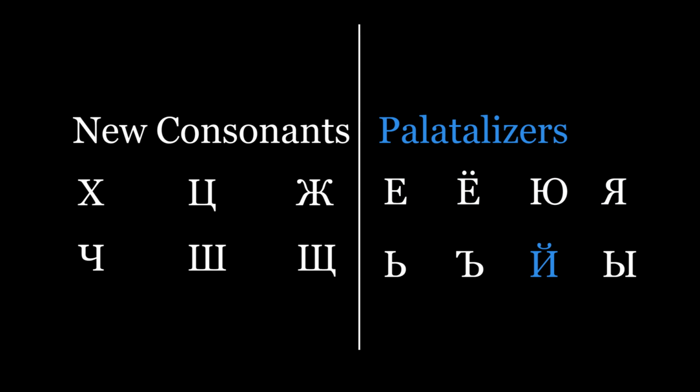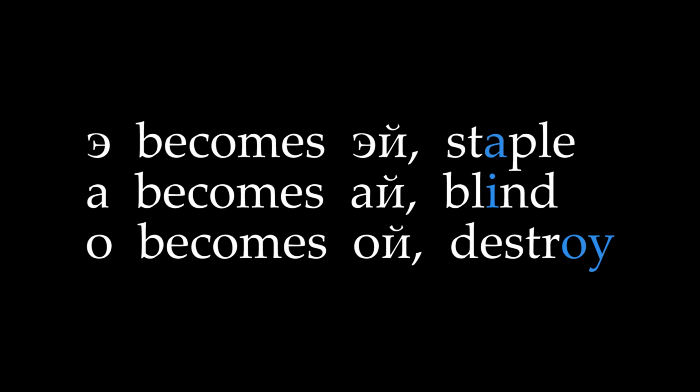Moving forward, we have the letter И краткое, which is sort of like the Russian equivalent to the letter Y and often acts as a diphthong between a non-palatalized vowel and the letter E. For instance, E becomes A becomes I, and O becomes Oi.